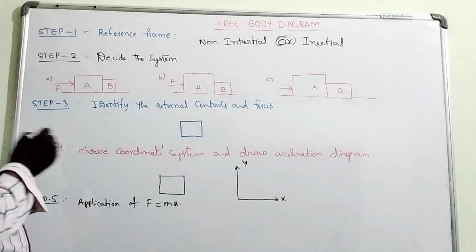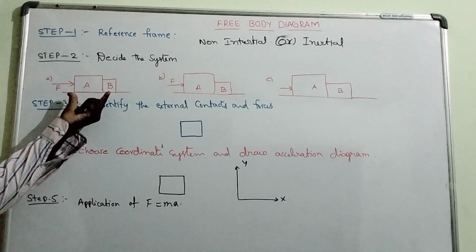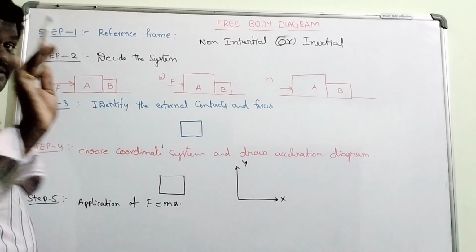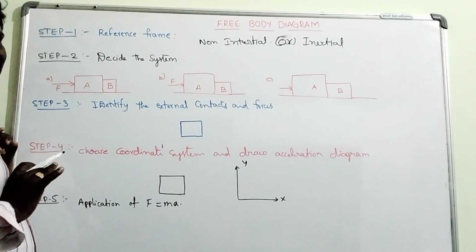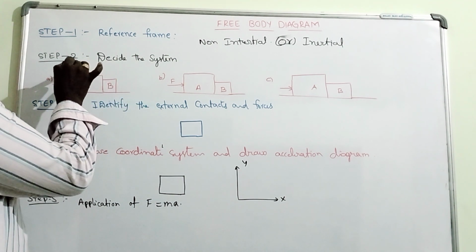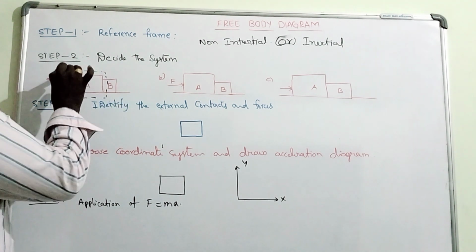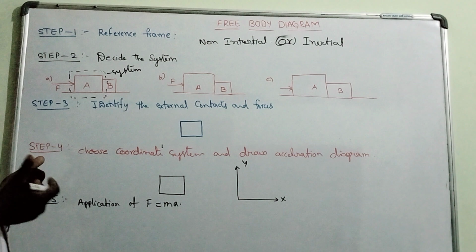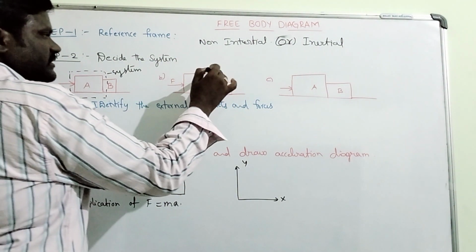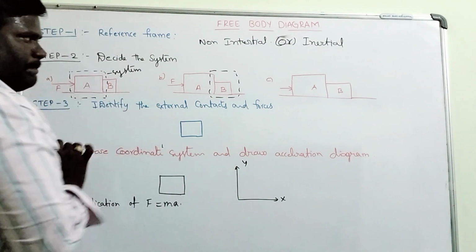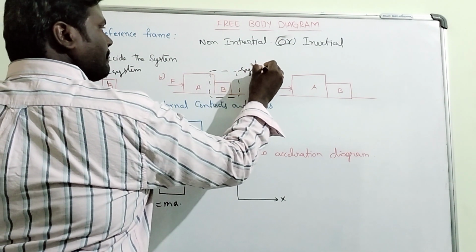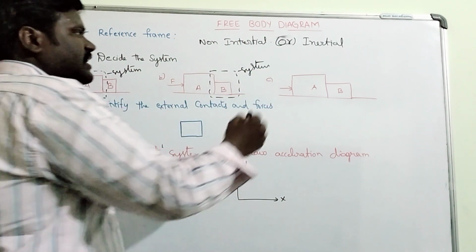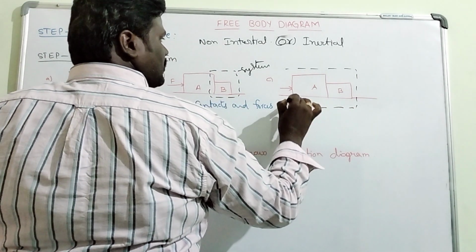Now step 2, decide the system. Suppose two blocks are combined like this, as shown in A, B, C. Carefully observe the system you want to take to study the free body diagram, either A or B. If I want to study A, then I choose the system as A. If I want to study only body B, then I choose the system as B. If I want to study both blocks, then I take both together as the system.